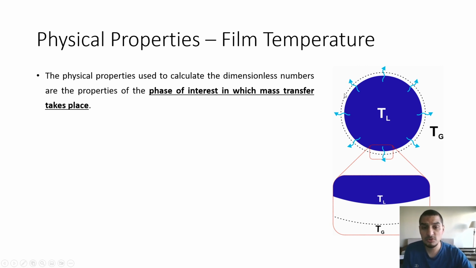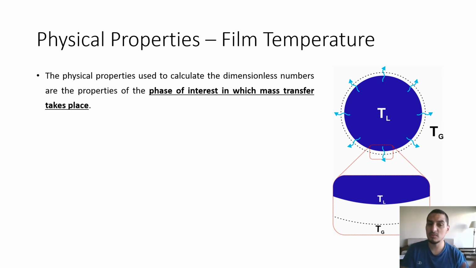So in this case, the properties that we will use to calculate Reynolds number, Schmidt number, and Sherwood number, which are density, viscosity, and the diffusion coefficient, will be the properties of the gas phase. So this is a rule that you have to keep in mind: the properties that you use are the properties of the phase of interest in which the mass transfer takes place. So this is one very important point.